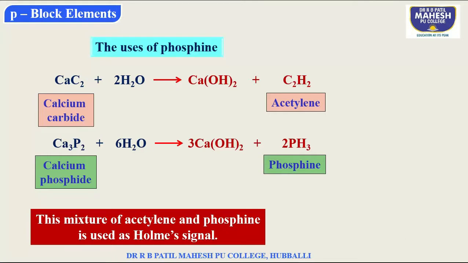Students, Holme's signal was a signal used by seamen whenever they were in trouble, as a signal to other ship people. When phosphine and acetylene are thrown into the sea water, phosphine immediately catches fire, and that fire is continued with acetylene, thereby forming thick smoke in the sea. The thick smoke used to rise to a very high altitude, thereby serving as a signal to other seamen.